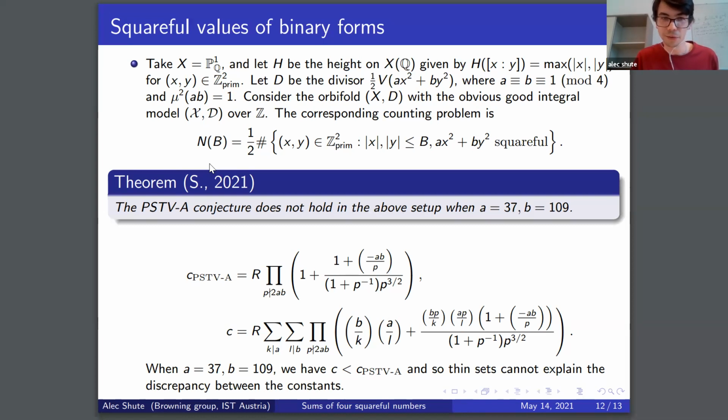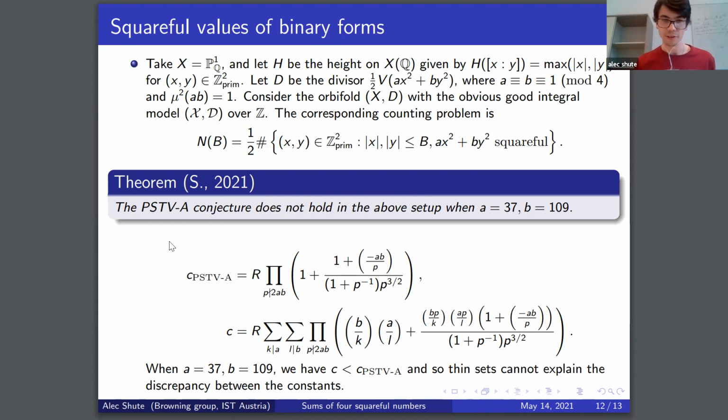So I've recycled my notation here for N(B). This is obviously different to before. So we're counting now the number of (x,y) in Z^2 primitive, which are bounded by B, and such that Ax^2 + By^2 is squareful. And what we showed is that the PSTV-A conjecture does not hold in the above setup, in the case A equals 37 and B equals 109. And actually, we found infinitely many counterexamples.